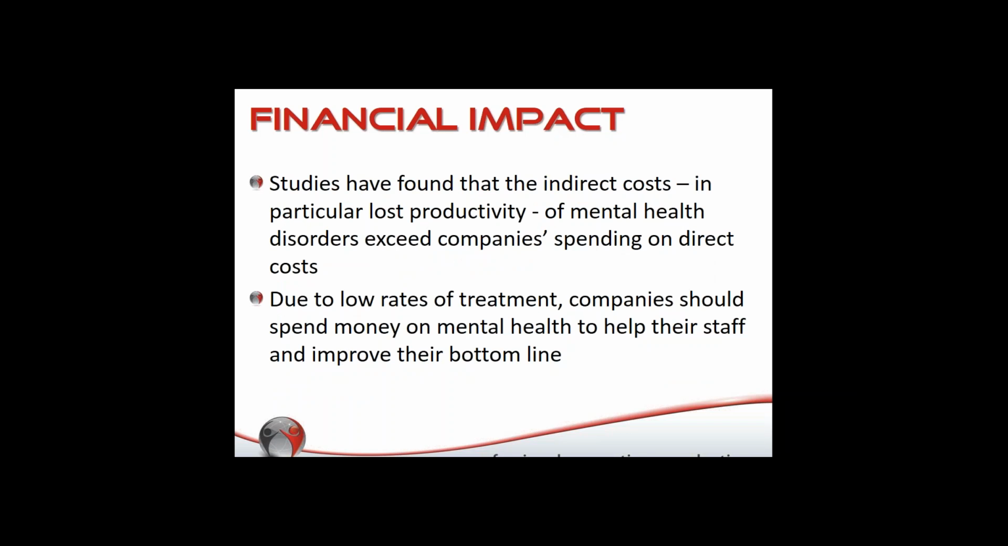So studies have found that, even further to the top 5 list that I just gave you, the indirect costs of mental health disorders, which in particular is focused on lost productivity, which makes sense based on the types of jobs or tasks we're referring to, exceed companies' spending on the direct costs. And this is consistent with much of the message we've heard in the past several years about direct versus indirect costs for mostly all claims, right?